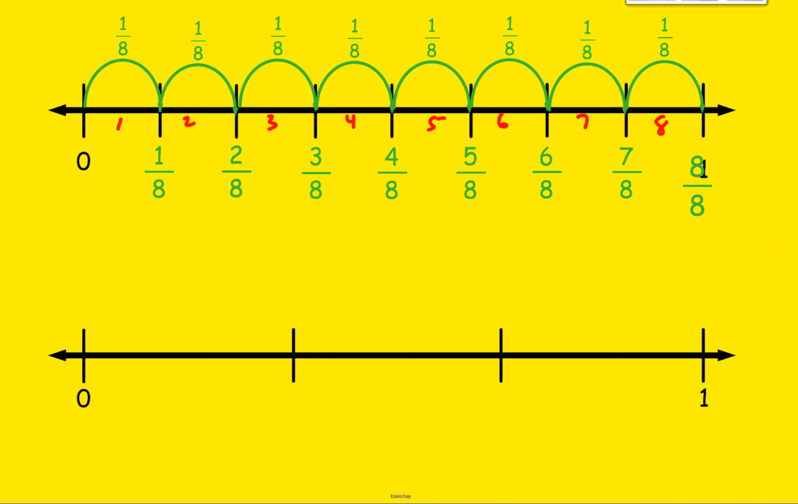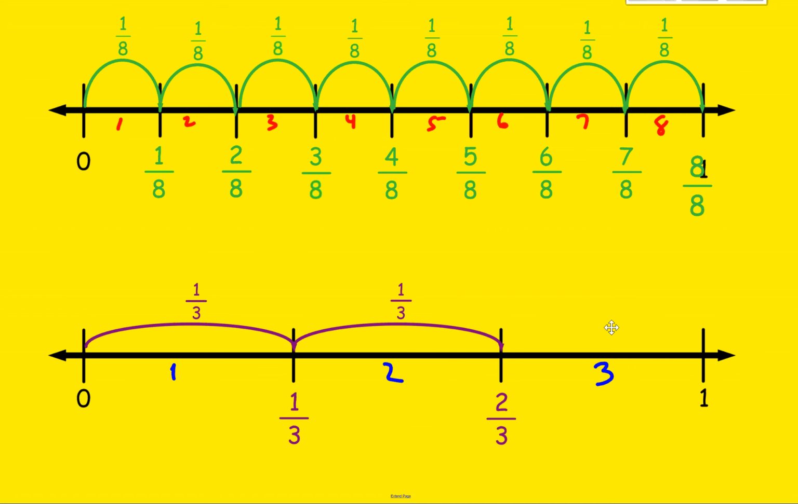So let's look at one last number line. This number line, also from 0 to 1 whole. This time it's broken into 3 parts. So let's see what we have here. So we would have 1/3, 2/3, and then our 1 whole would be 3/3.